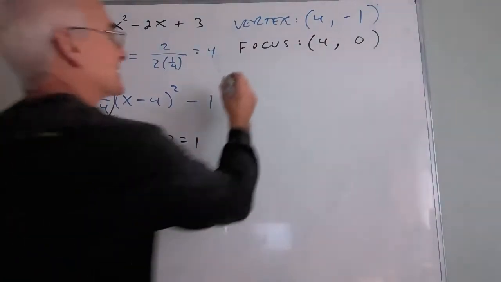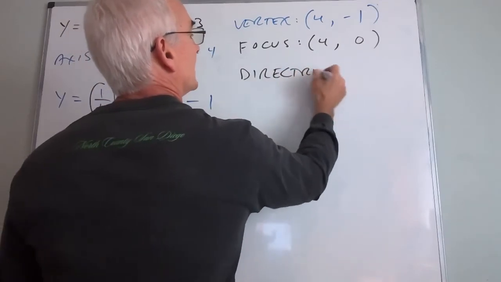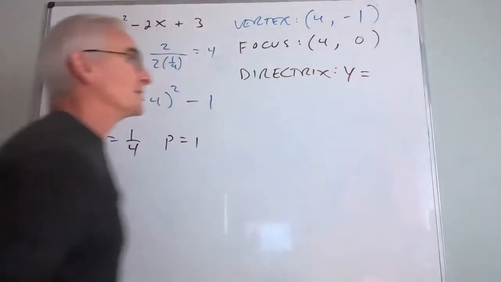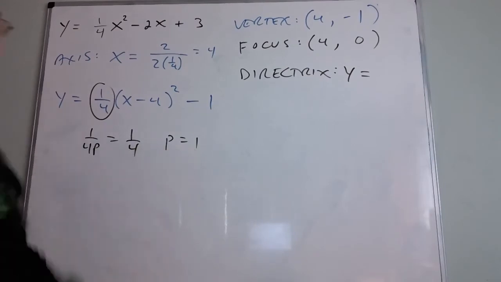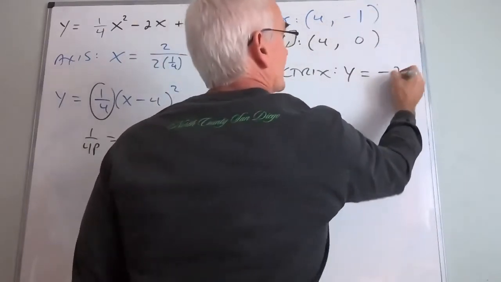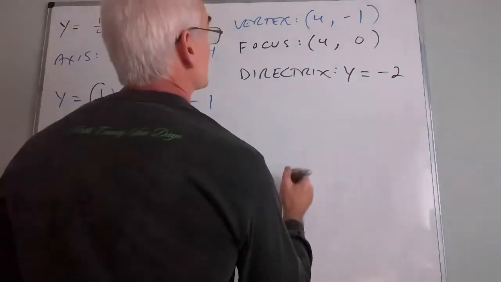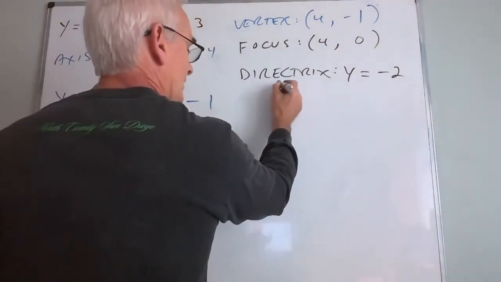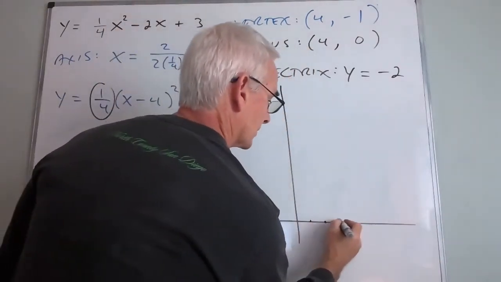The directrix is a line. It is not a point. It's the line y equals, and now what I'm going to do is I'm going to subtract this from the y coordinate of the vertex. That'd be -2. So that means that's my directrix. I've said everything I could conceivably say about this parabola. So if I wanted to draw a picture of this parabola, it would look something like this. 1, 2, 3, 4.